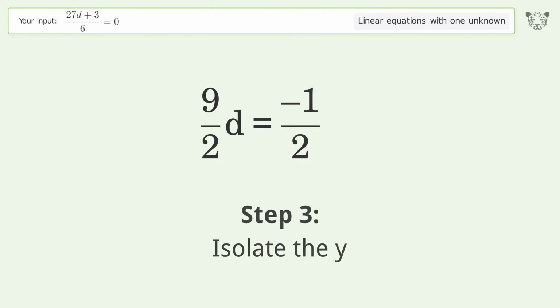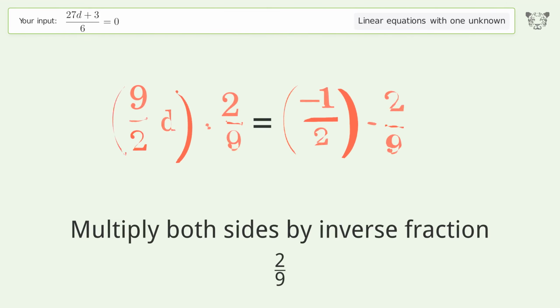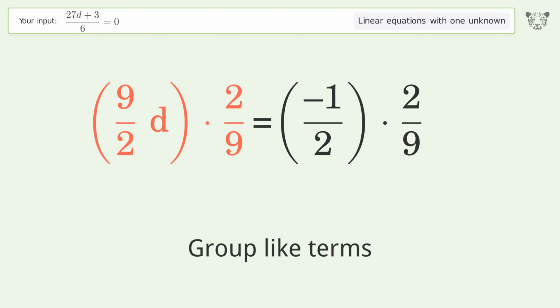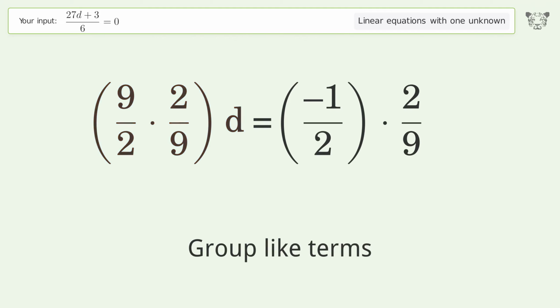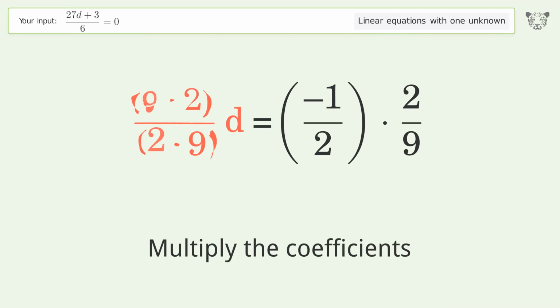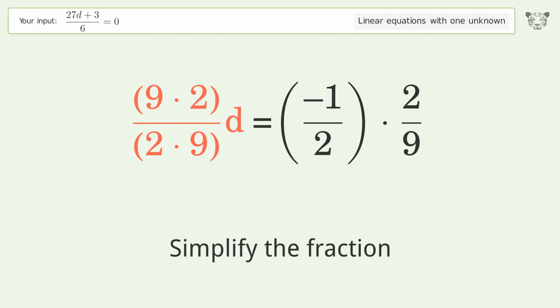Isolate the y. Multiply both sides by inverse fraction 2/9. Group like terms. Multiply the coefficients. Simplify the fraction.